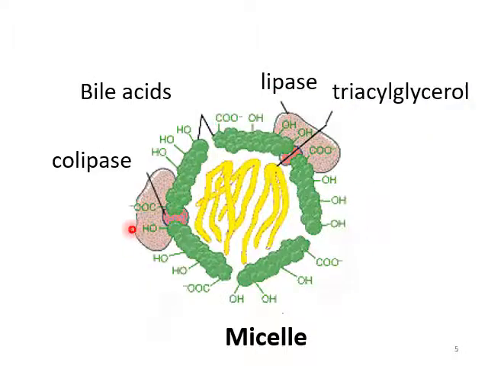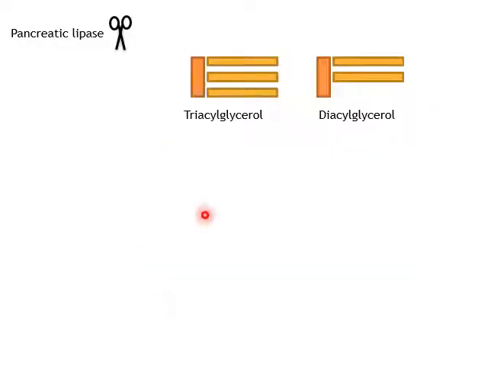This is a micelle, and you can see that bile acids make the micelles from triacylglycerol, and lipase can act on these micelles, but colipase should be present to give complete access to lipase. The function of pancreatic lipase is to separate the fatty acids from the glycerol that is found in the triacylglycerol molecule.